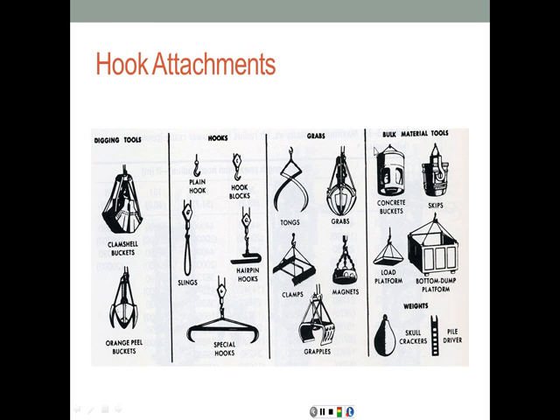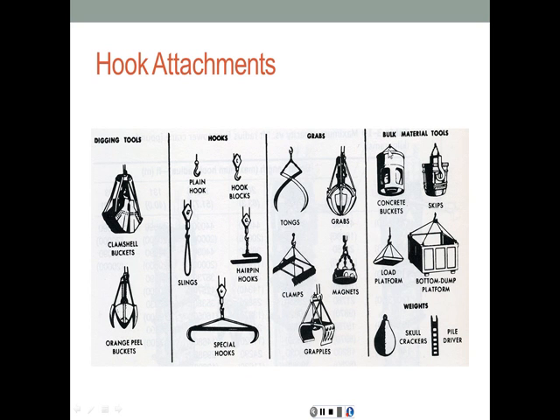Here are some hook attachments, so you can have either digging tools like a clamshell or an orange peel bucket. You can have hooks, different types of hooks for different types of loads, slings and so on. You can have grabs, tongs or clamps or magnets. That's usually in shipyards and used car yards and so on.